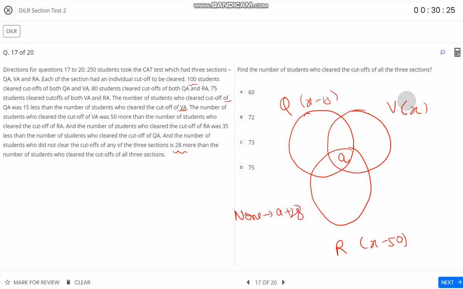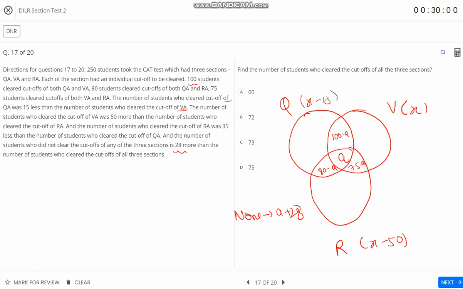100 students cleared the cutoff of both QA and VA. So both QA and VA is 100. So only QA and VA will be, total is 100, so this area will be 100 minus A. Now 80 is QA and RA, so this area will be 80 minus A. Now similarly, 75 is both VA and RA, so this area will be 75 minus A. Now all these areas we can find out and calculate.